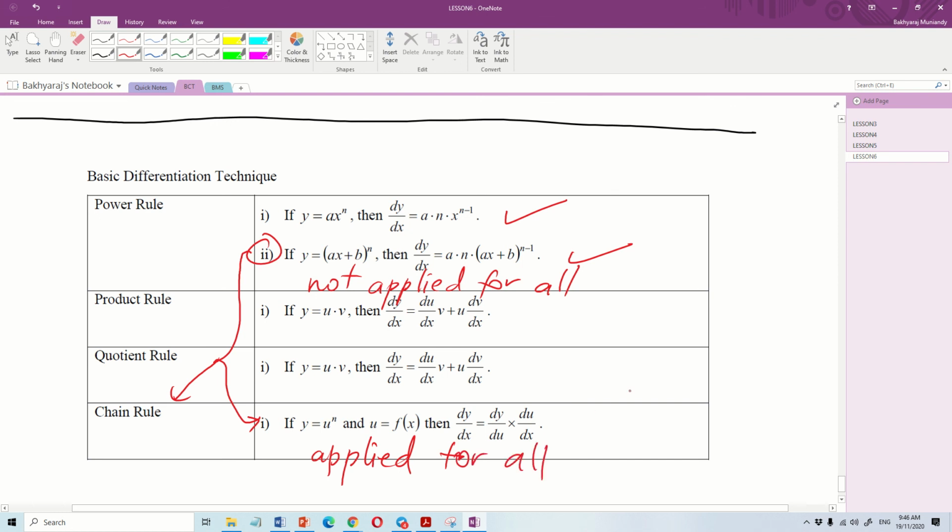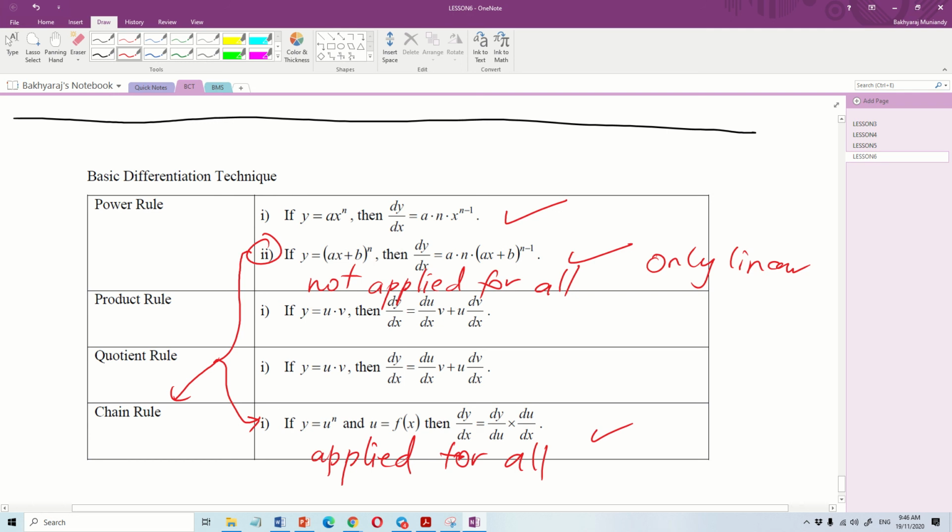Ya, apa maksud saya? Sampai masa nanti saya akan apply. Saya akan bagi tahu. Yang ini dia not applied for all. Ini yang linear saja boleh guna. Okay, only for linear. Bila linear dia boleh guna. Bila dia bukan linear, kita tak boleh dah guna benda ni. Tapi yang ini dia tak kisah apa, linear boleh, exponent boleh, trigo boleh, semua boleh. Okay, ini kita akan tengok untuk next session.